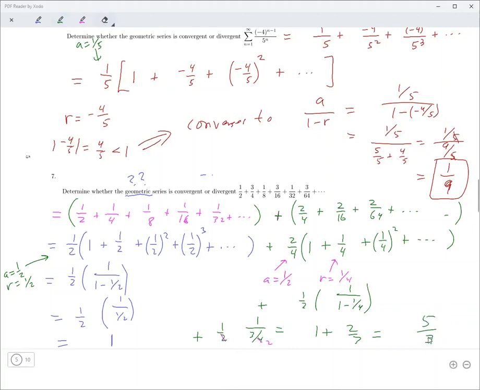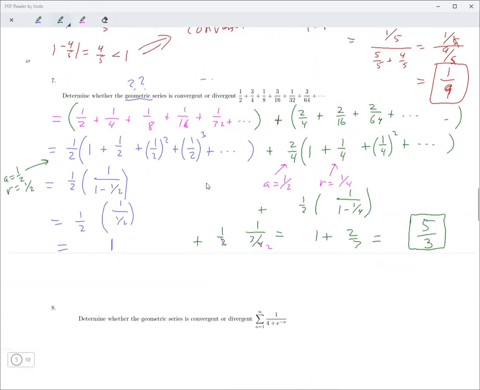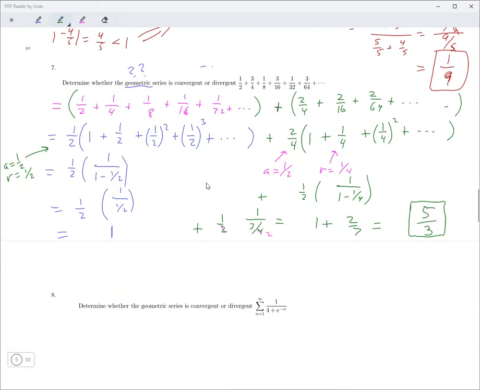That's a really bad looking 3. It's not my fault. Maybe it is my fault. I should have chosen it. Maybe there's like a better program I could choose to do this. Okay, so 5/3. Any questions about that?